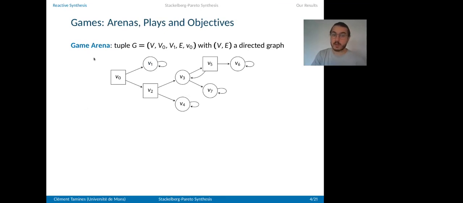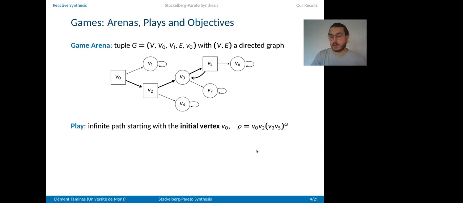So first, a game arena is a tuple G in which V and E correspond to a directed graph. V0 contains the vertices controlled by player 0, which are represented by circles in the game arena, and V1 contains the vertices controlled by player 1, which are represented by squares. We consider plays, which are infinite paths starting with the initial vertex v0. Here, we have displayed a play rho which starts in v0, goes to v2, and then loops infinitely often between v3 and v5.